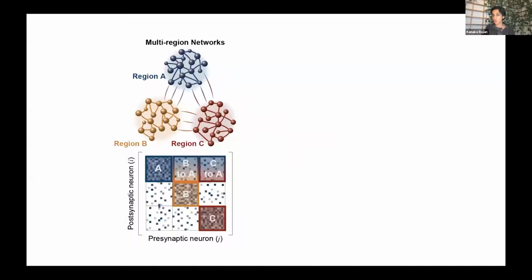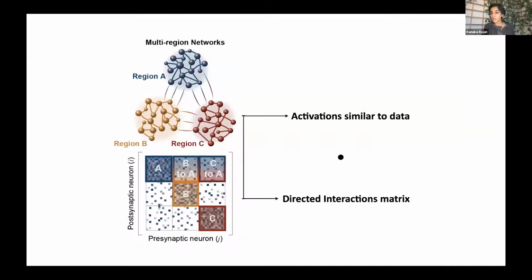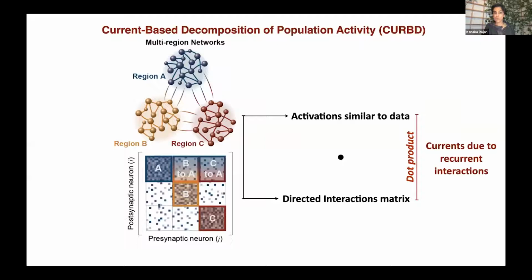So let's look at the third one in detail. Fitting these types of models to time-varying data gives us this matrix where across the diagonal are the within-area connections, or directionality, magnitude, and type of interactions. And across are connections, for example, from region A to region B, region B to region A, region C to region A. Now the dot product of those two objects gives you currents due to recurrence. And that's why we call this process current-based decomposition, or CURB for short. So that's what we end up doing in the larval zebrafish system.